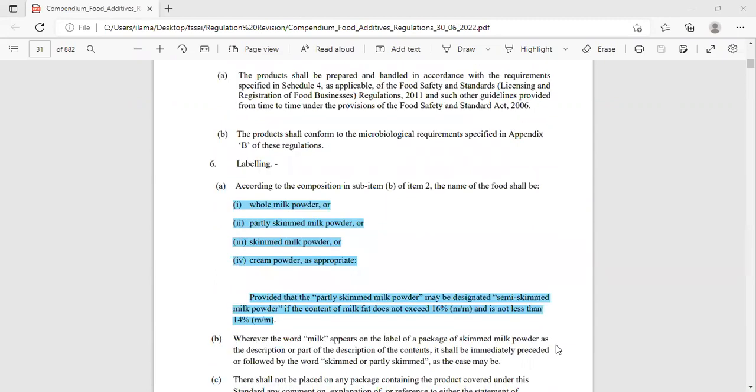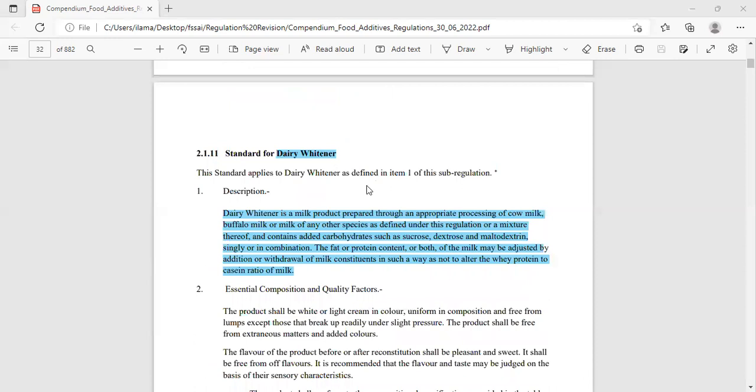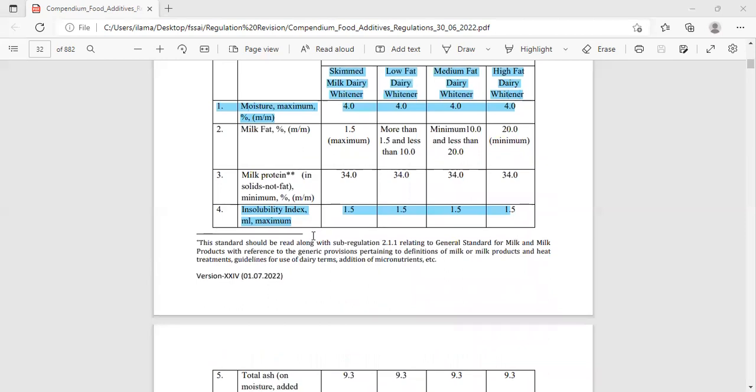And then please go through the types of milk powders. And then just go through if the milk fat is not exceeding 16 mm and not less than 14 mm, it is a skimmed milk powder range. And dairy whitener, go through what is dairy whitener and its insolubility index. For milk powder it's 2, here for dairy whitener it is 1.5.